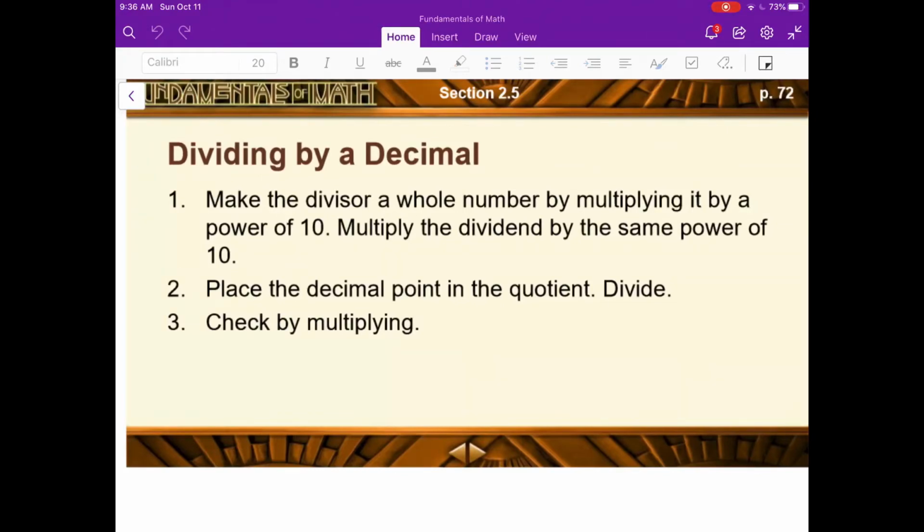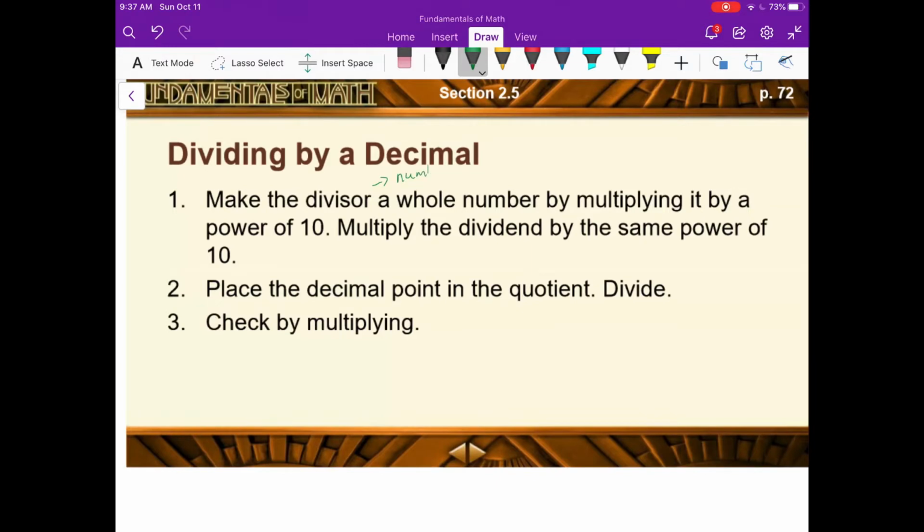We're going to go ahead and look at dividing by a decimal, and then we'll do several examples. So here are some steps that you can work through. It says make the divisor, and remember the divisor is the number you're dividing by, a whole number by multiplying it by a power of 10. So 10, 100, 1,000, whatever it might be. And then multiply the dividend by the same power of 10.